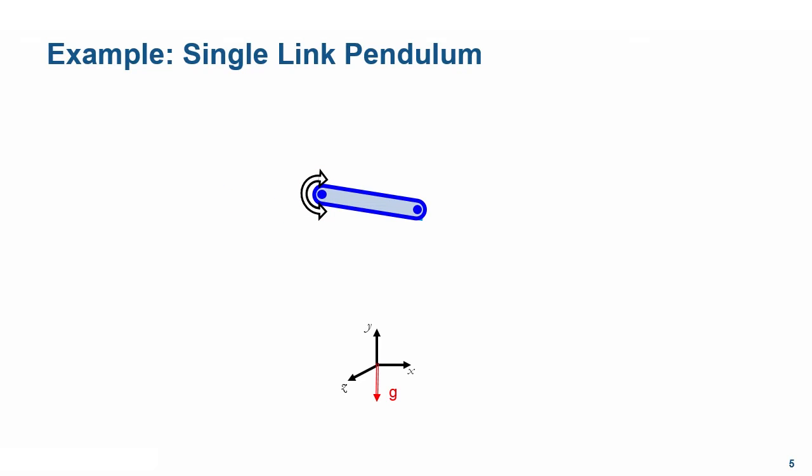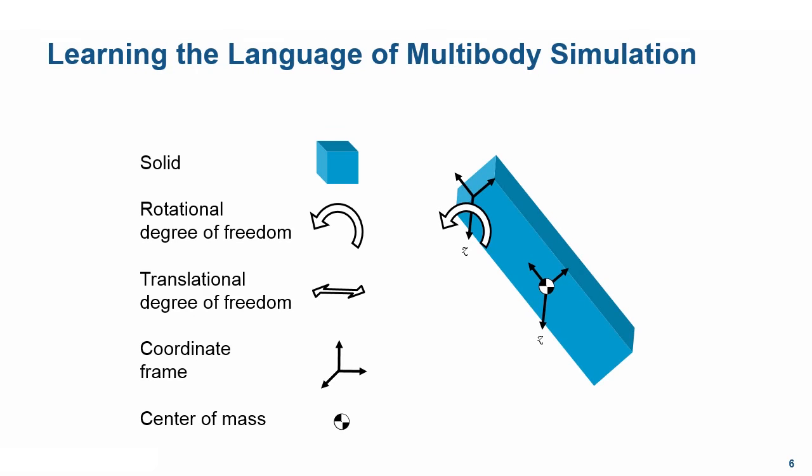We can simplify this model even further by turning this link into a single brick-like body that acts like a pendulum. Before we start building this model, let's learn a few concepts and terminology that generally apply to a multi-body simulation. We can see that this system is comprised of a single brick-like shape. This shape is represented as a solid in multi-body simulation. To model the system, we will define how the pendulum moves with respect to a reference frame.